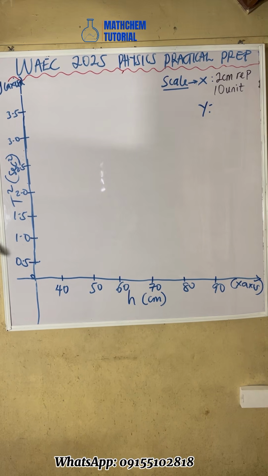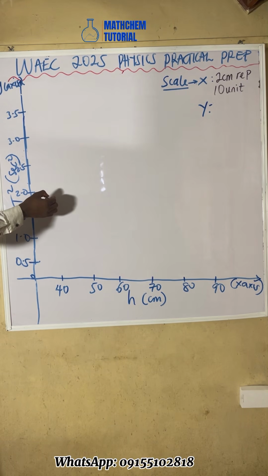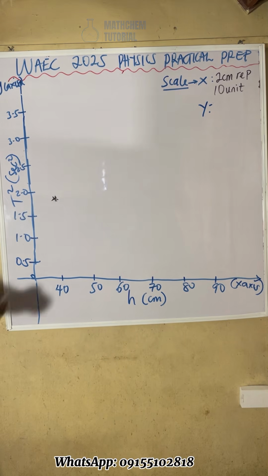So the y-axis now should also be 2 centimeter representing 0.5 unit. So that is the best case. And let's go to the plotting. The first plotting we have here is 40 under 1.96. So 40 under 1.96 will be what? You are going to trace it very well. 1.96 will be spotted around this particular place.